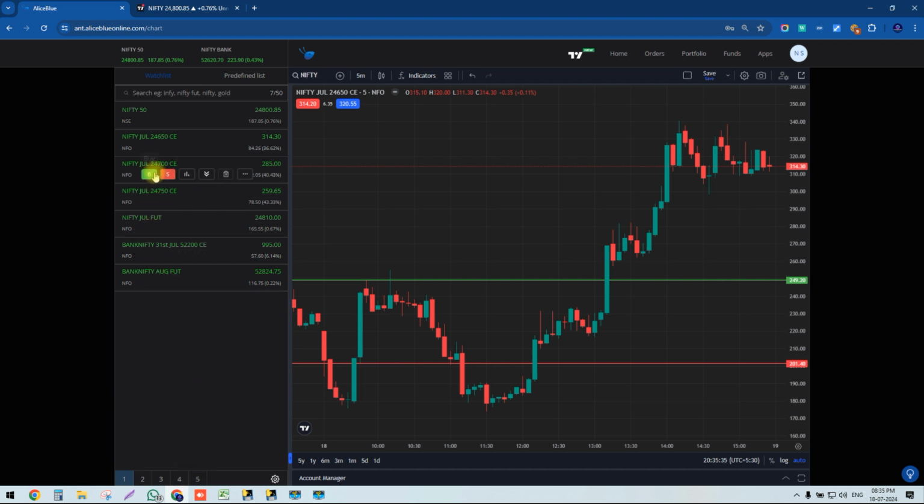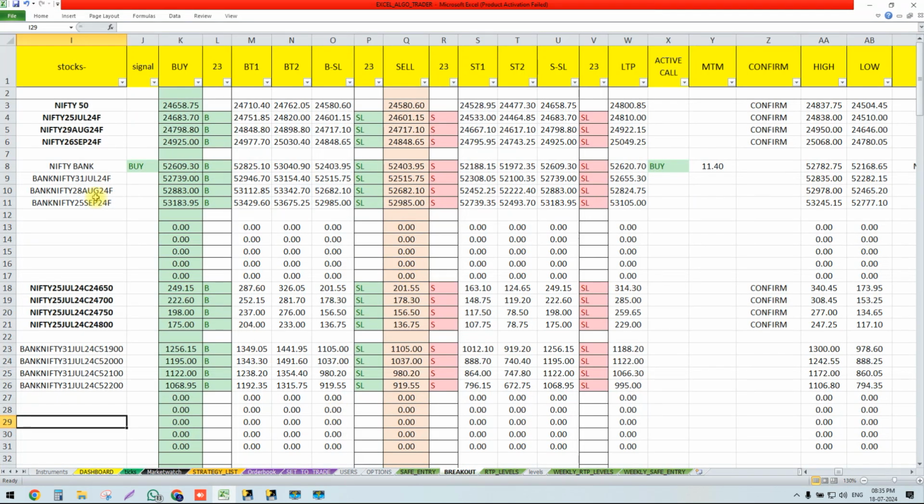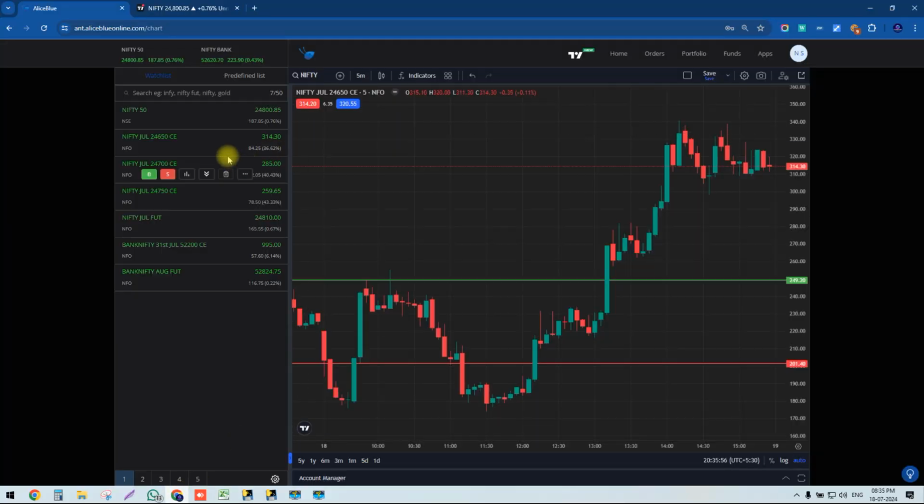Next, let's see the next one, like 24,700. Our strike price is 24,700. You can see here Nifty call option 24,700, and sell was at 178. We'll see what the market is telling.